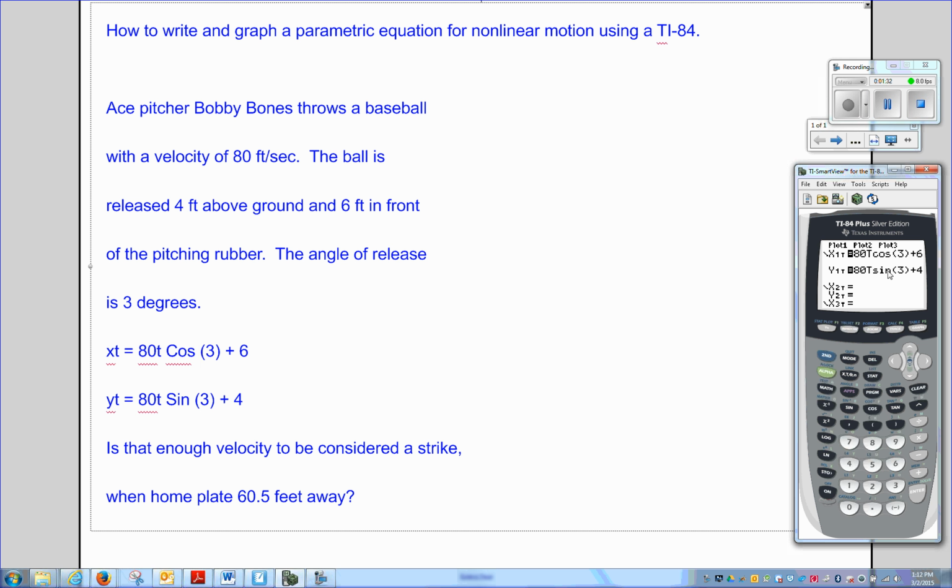So if we take a look at the graphs, here's 80t cosine 3 plus 6, 80t sine 3. We go to our window and presume that the baseball might be in the air for 2 seconds, starting 10 feet behind the rubber to 80 feet beyond the rubber, which would then include the home plate being 60 feet away from the pitching mound, going by fives. For y, going from -5 up to, I don't know what the maximum height might be, 10 or 15 feet by ones.